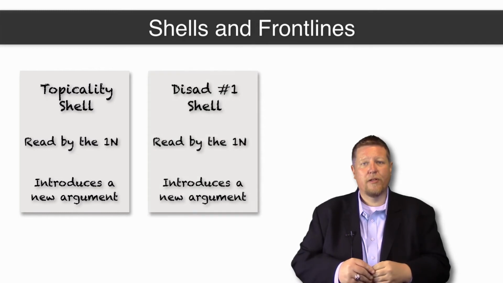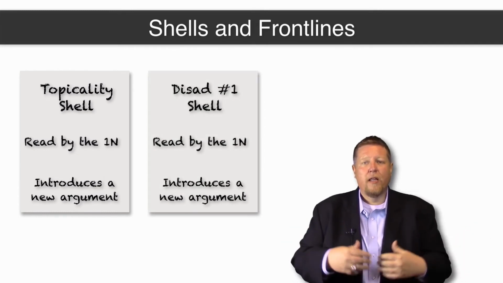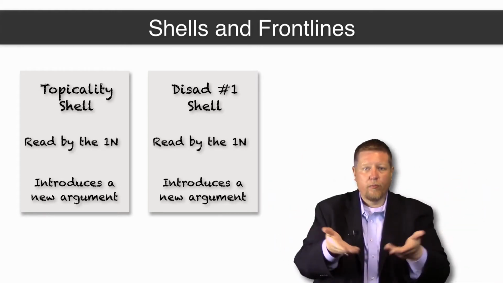Now, just imagine that you want to run 1 topicality and 2 disadvantages. If you already have those shells already written, then you won't need more than 20 seconds of prep time to pull those arguments from your files and organize them with your flow.